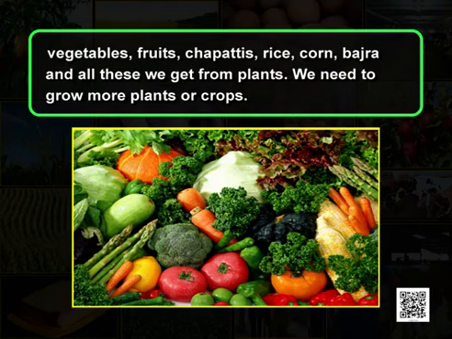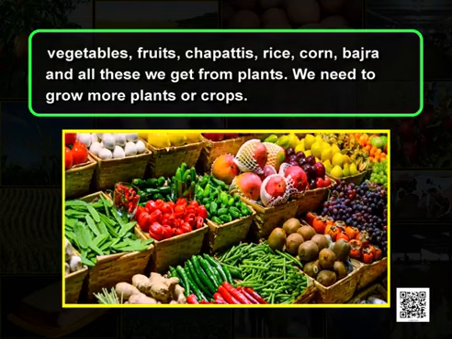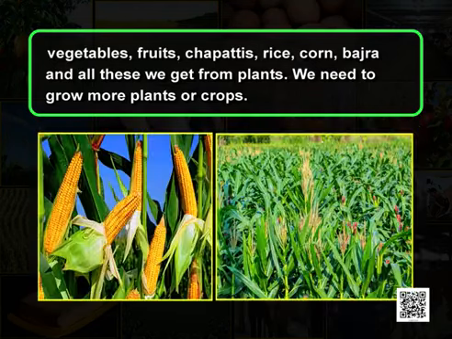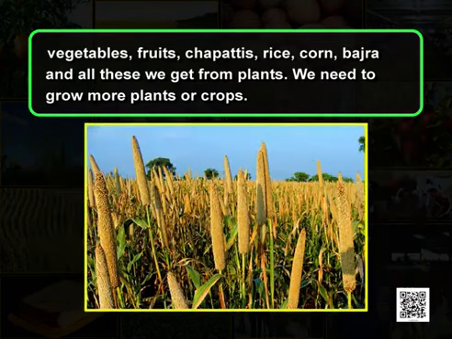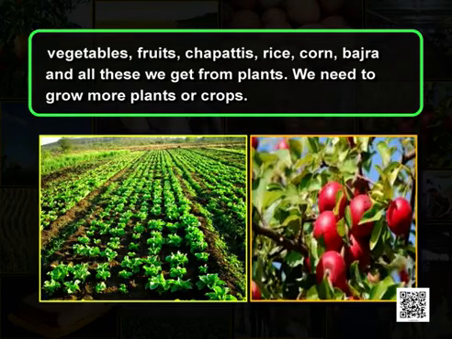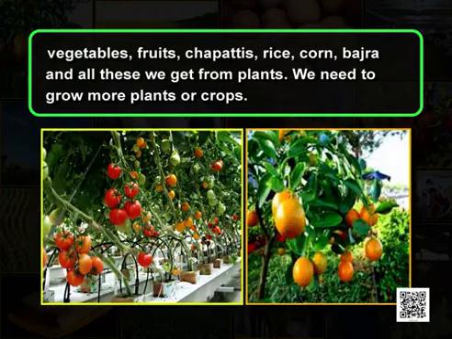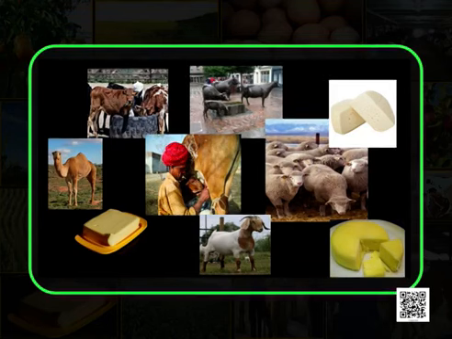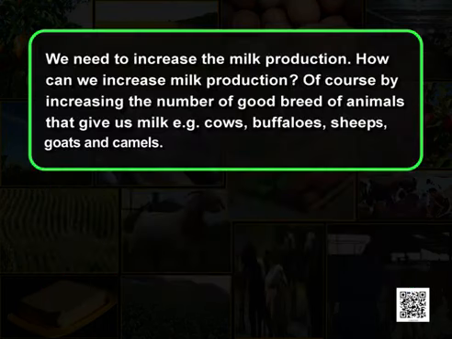Now, just list the food items that you eat and try to find out the source of these food items. Yes, we all eat vegetables. We all eat fruits, chapatis, rice, corn, bajra, etc. And all these we get from plants. So, we need to grow more plants. We also eat a lot of dairy products like butter, cheese, curd, etc. And all these are milk products. So, we need to increase the milk production.